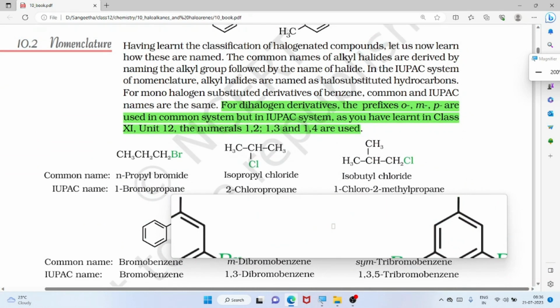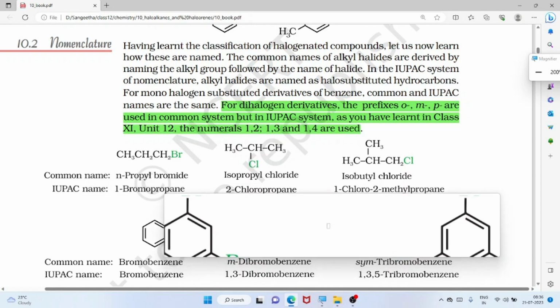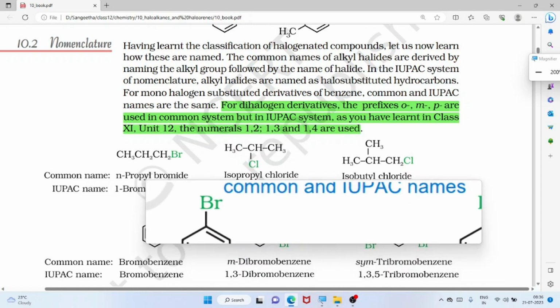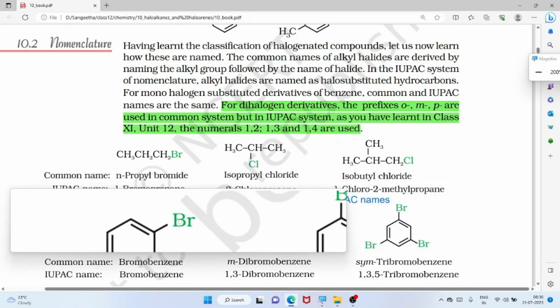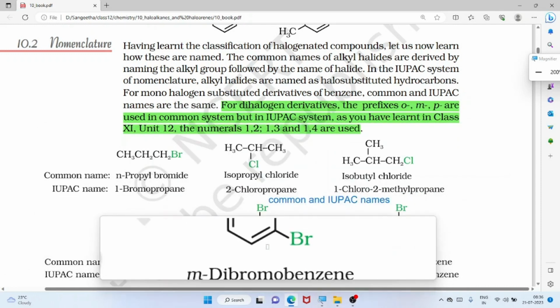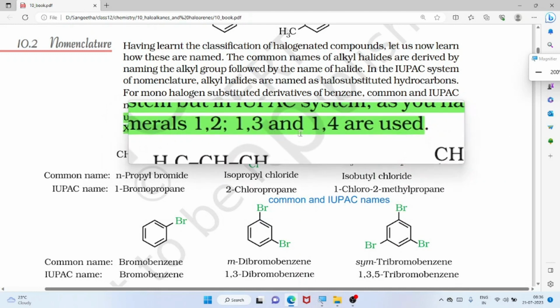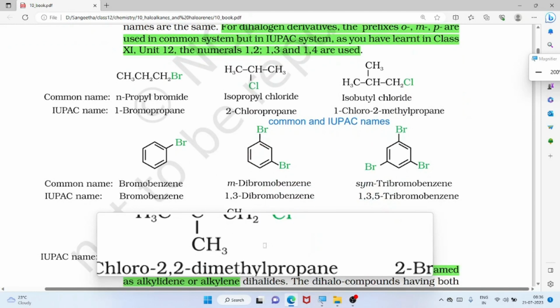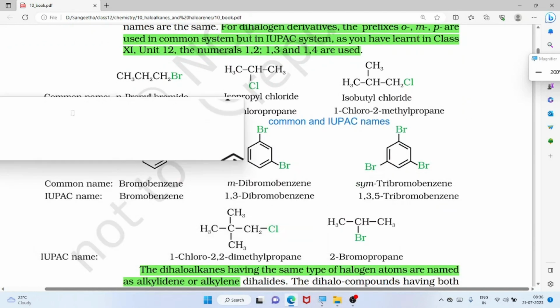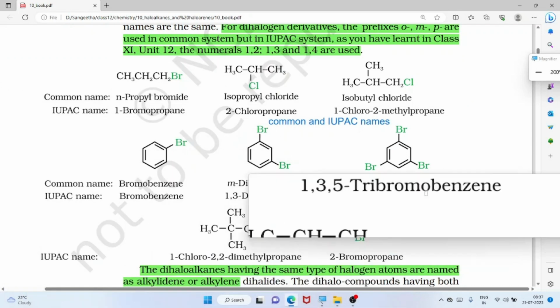For dihalogen derivatives, the prefixes ortho, meta, para are used in the common system, but in the IUPAC system, as you have learned in class 11, unit 12, the numbers 1,2, 1,3, 1,4 are used. This is the IUPAC name and this is the common name.